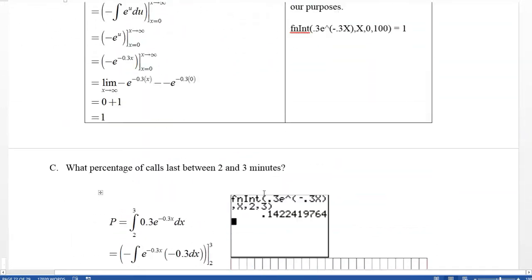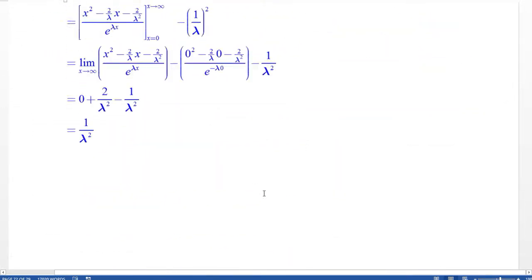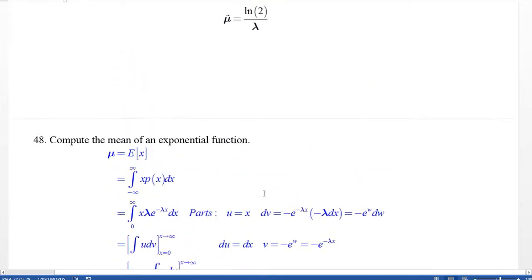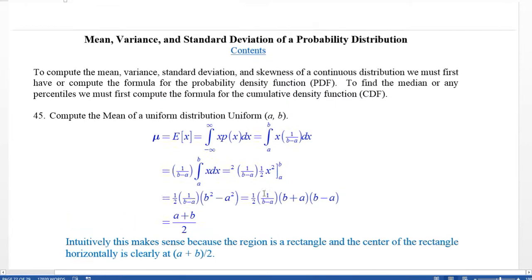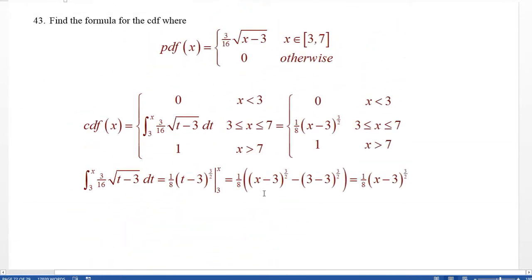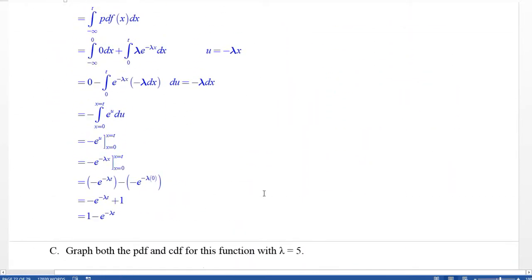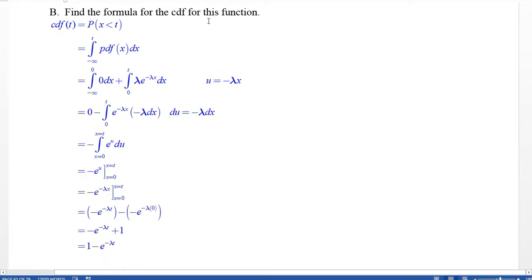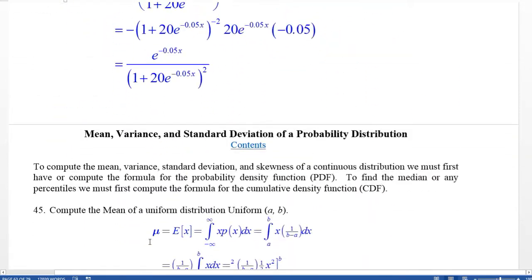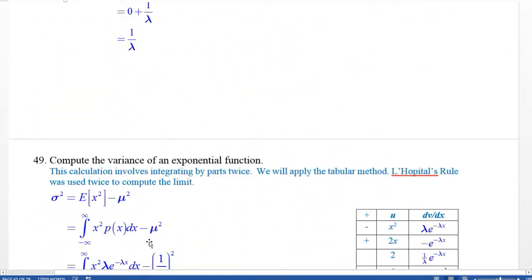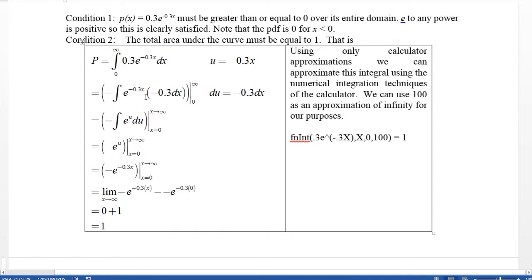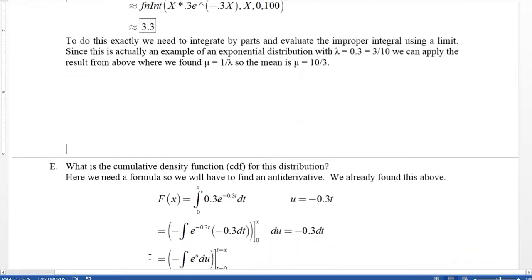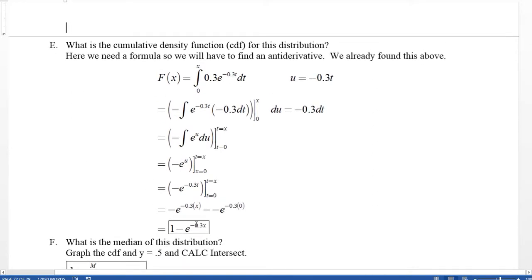Or, again, we can appeal to what we've already done earlier when we found the CDF in general of an exponential function. A couple videos back, we did that right here and found the formula for the CDF in general is 1 minus e to the minus lambda t. Our lambda is 0.3, and so we can apply that result if we remember it, or we could just do the work again like we just did right here.